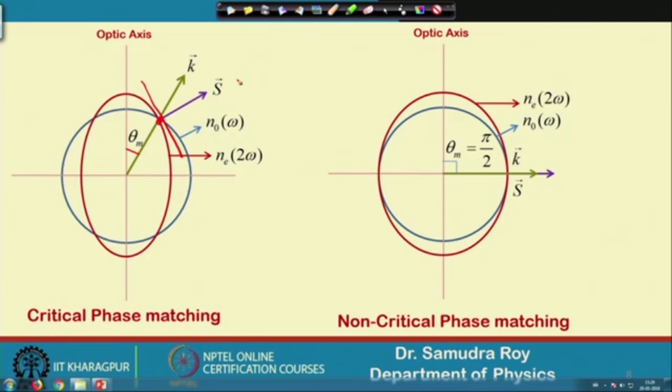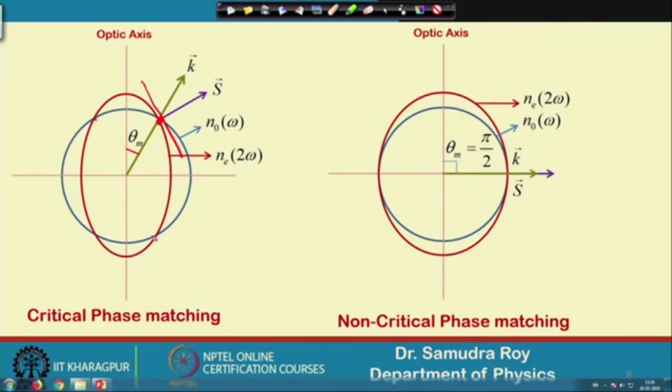And in critical phase matching, what happens? We have a matching of n of omega and n of 2 omega, but at a finite angle. Now, there is a possibility that this angle can increase up to pi by 2, and then the figure will be something where this cutting point merges into one single point. There are 4 different directions, by the way.